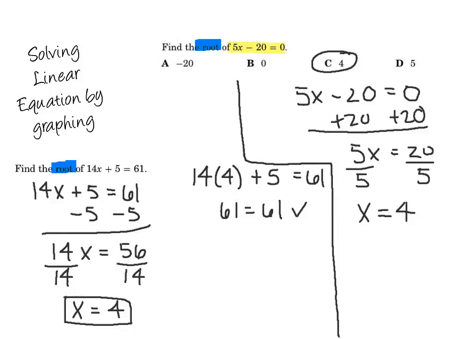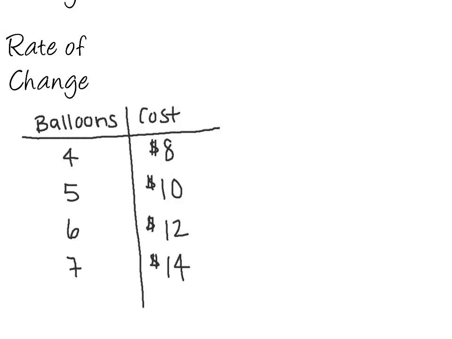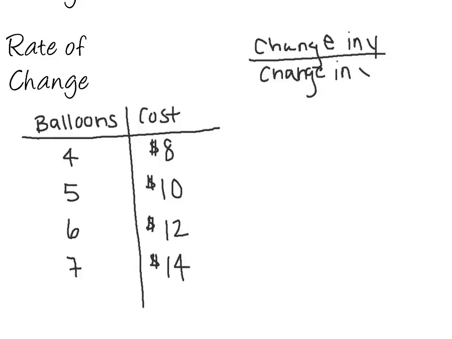Next topic is my rate of change. So I find my rate of change by the change in y over my change in x. So first I'm given this table of balloons and balloon costs. I want to figure out which one is my x value and which one is my y value, so I can figure out my change in y over change in x.